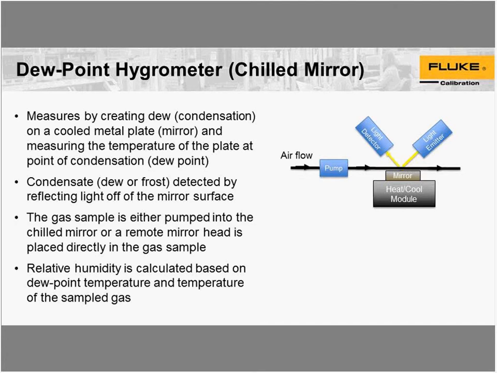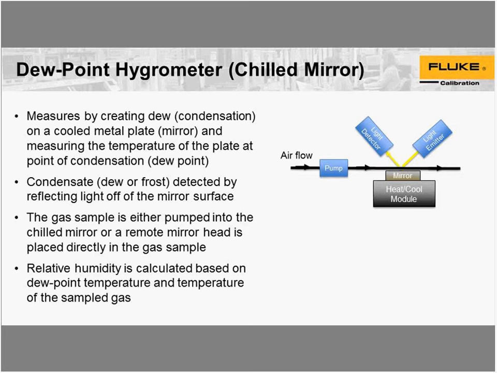And it's a chilled mirror because you can see in this diagram over here, a little metal plate, and it's polished to a shiny surface, so it looks like a mirror, on top of a heating and cooling module. And it's really fairly simple. I'm sure that the chilled mirror manufacturers would say, obviously it's not extremely simple, but at any rate, you pass a flow of gas that you want to measure the humidity of.